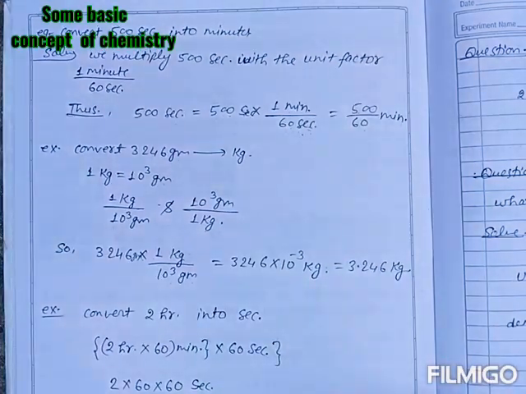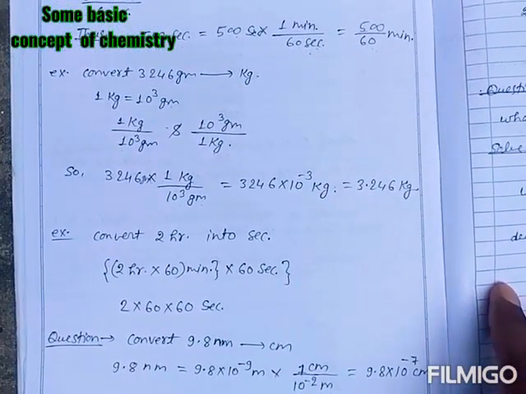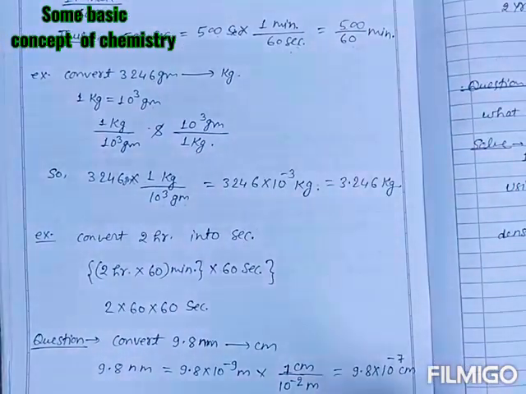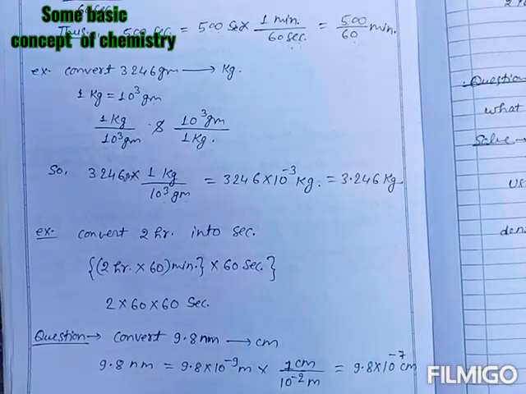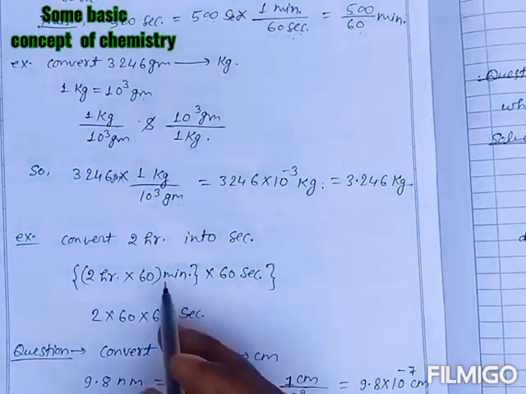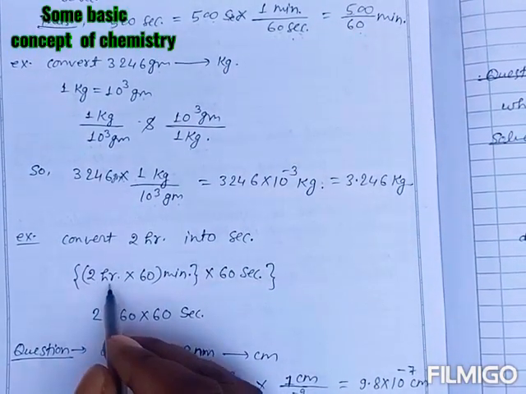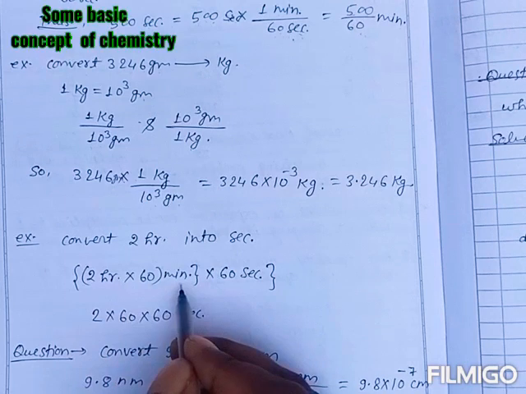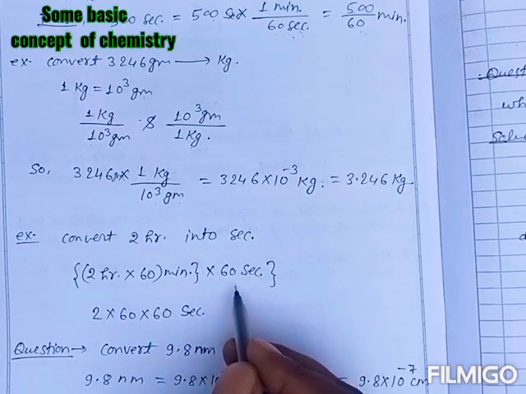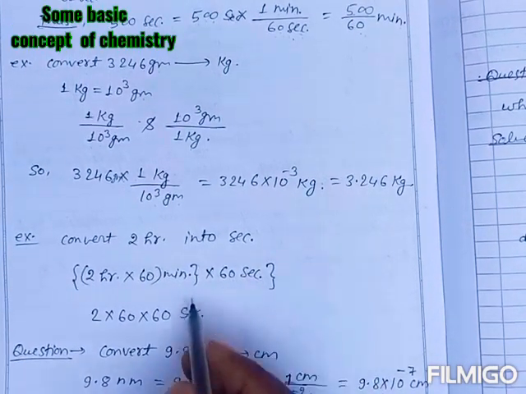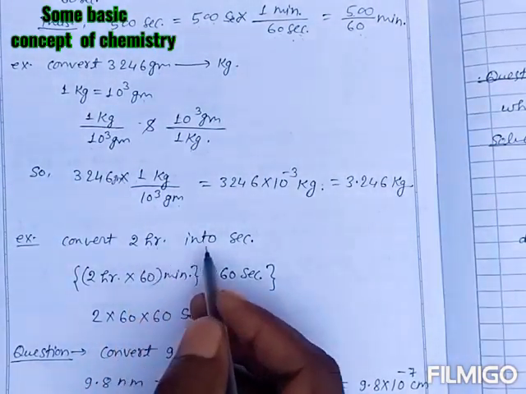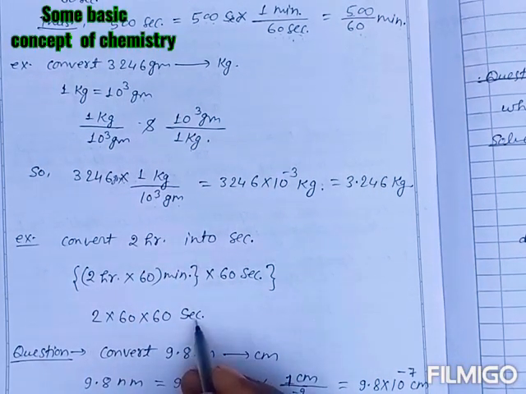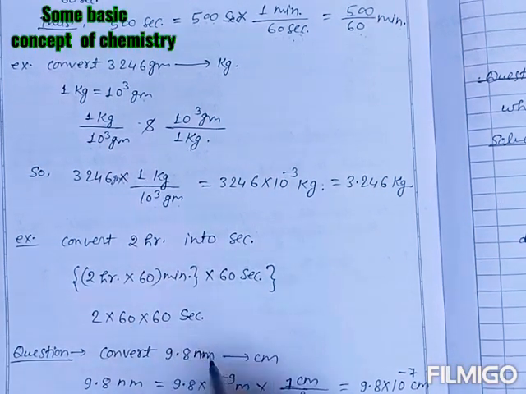Now another example is convert 2 hours into seconds. So 2 hours is the larger unit. 2 hours into 60, these are called the minutes, and again we are going to multiply by 60 second. So 2 hours into second will be 2 into 60 into 60 seconds. This is the method to convert.